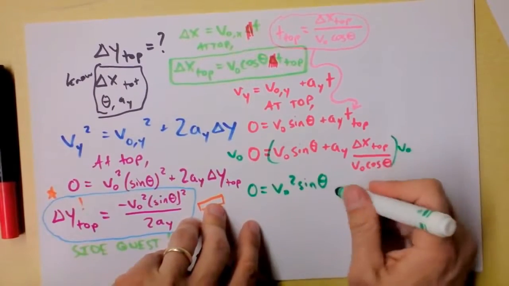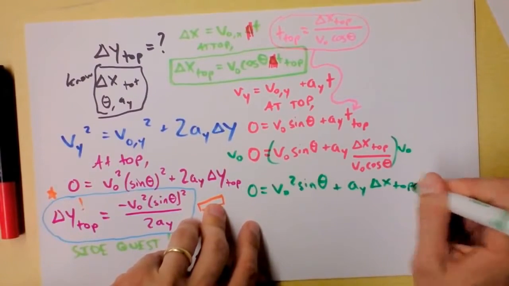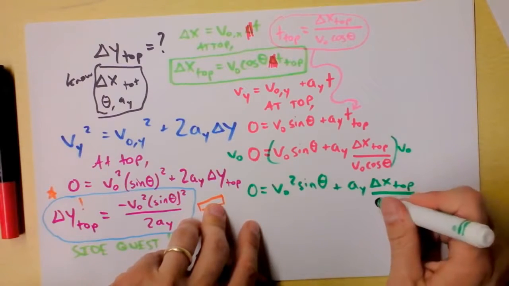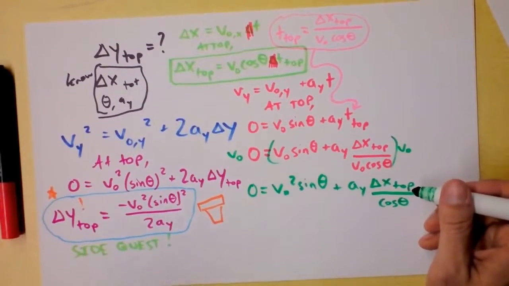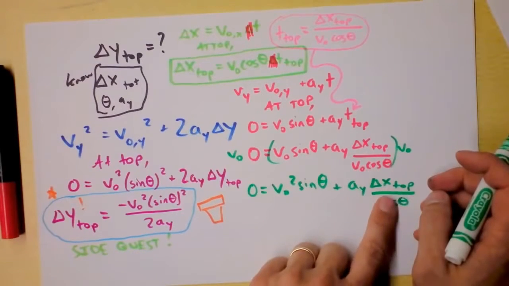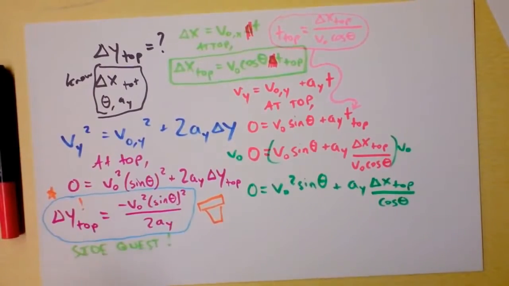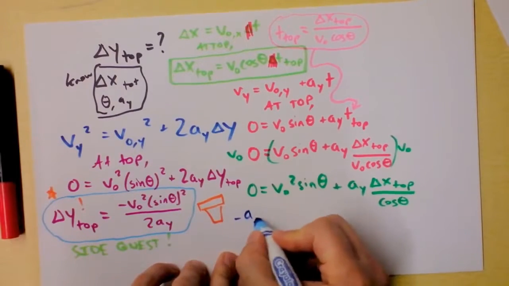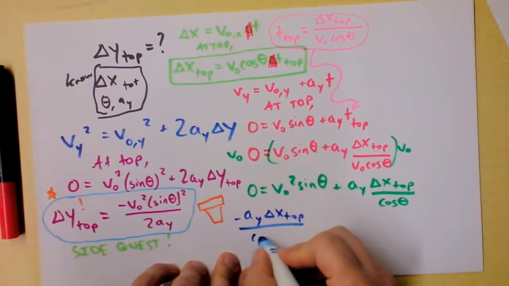Because I had to multiply by v naught, plus acceleration in the y direction, delta x at the top, divided by, wait a second, divided by cosine theta. See, I don't have to divide by v naught anymore because I was multiplying by v naught, which was the entire point of that exercise. Now I'm going to subtract this term from both sides and divide by sine theta. Watch this. As I subtract this term from both sides and divide by sine theta, we'll just see what happens. I get negative ay delta x at the top divided by cosine theta.